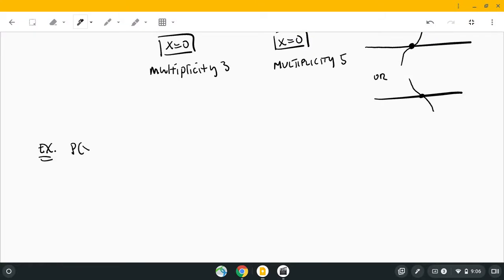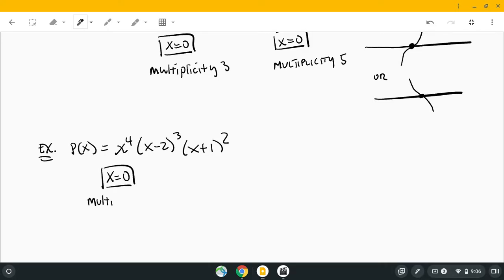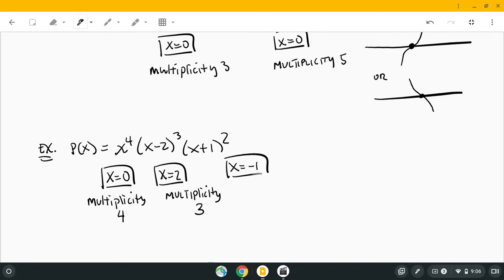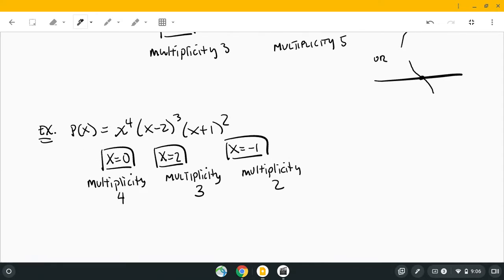If you have p of x equals x to the fourth times x minus 2 cubed times x plus 1 squared, then x equals 0 is multiplicity 4. X equals 2 is multiplicity 3. And x equals negative 1 is multiplicity 2. Okay, so this is what the graph would look like.